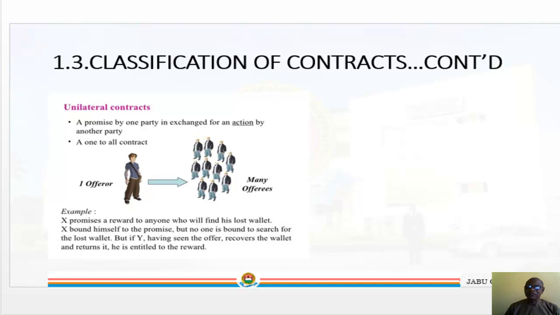An example to demonstrate this is when X promises a reward to anyone who will find his lost wallet. X bound himself to the promise, but no one is bound to search for the lost wallet. But if Y, having seen the offer, recovers the wallet and returns it, he is entitled to the reward.